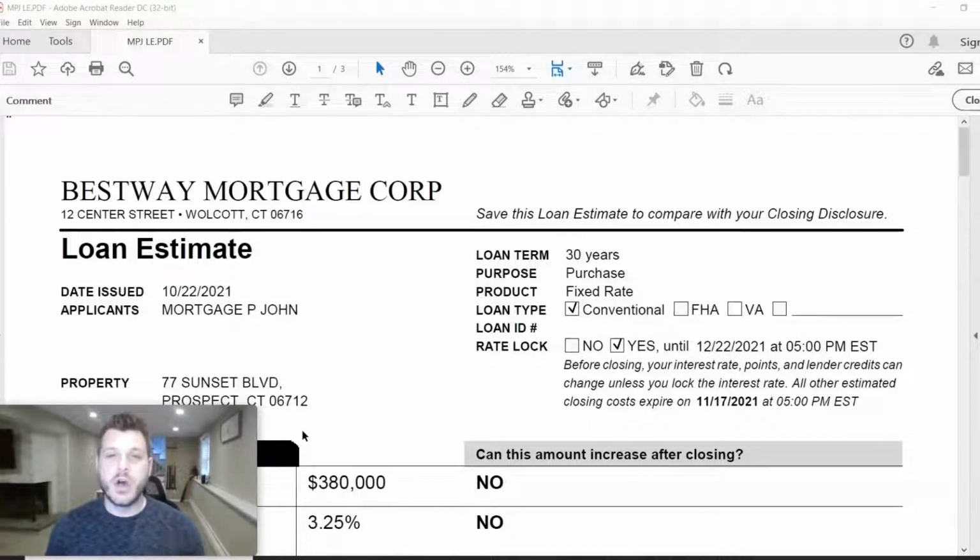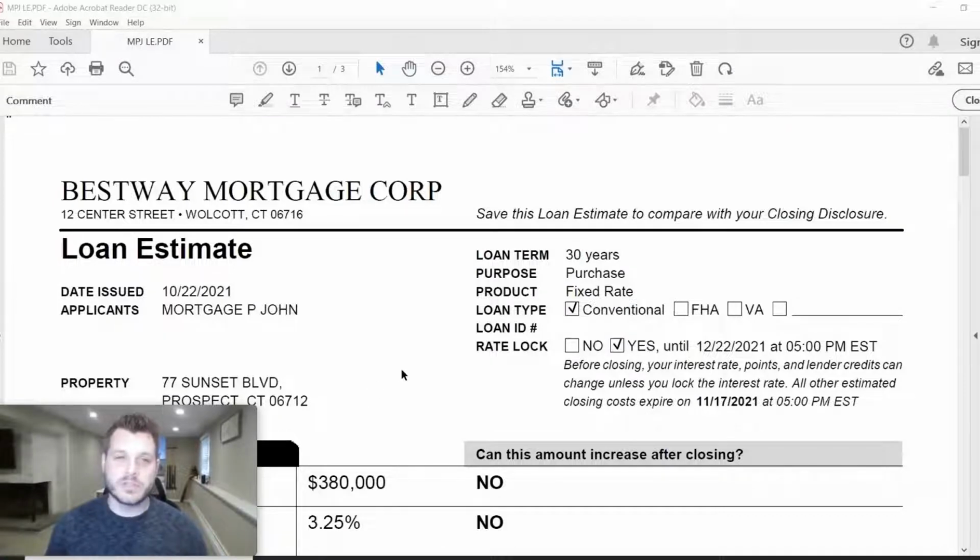We're going to be talking about loan estimates. A loan estimate is a document with all the details of your mortgage, including the costs associated with your mortgage. It's going to help you better understand your closing costs. So let's get into it.